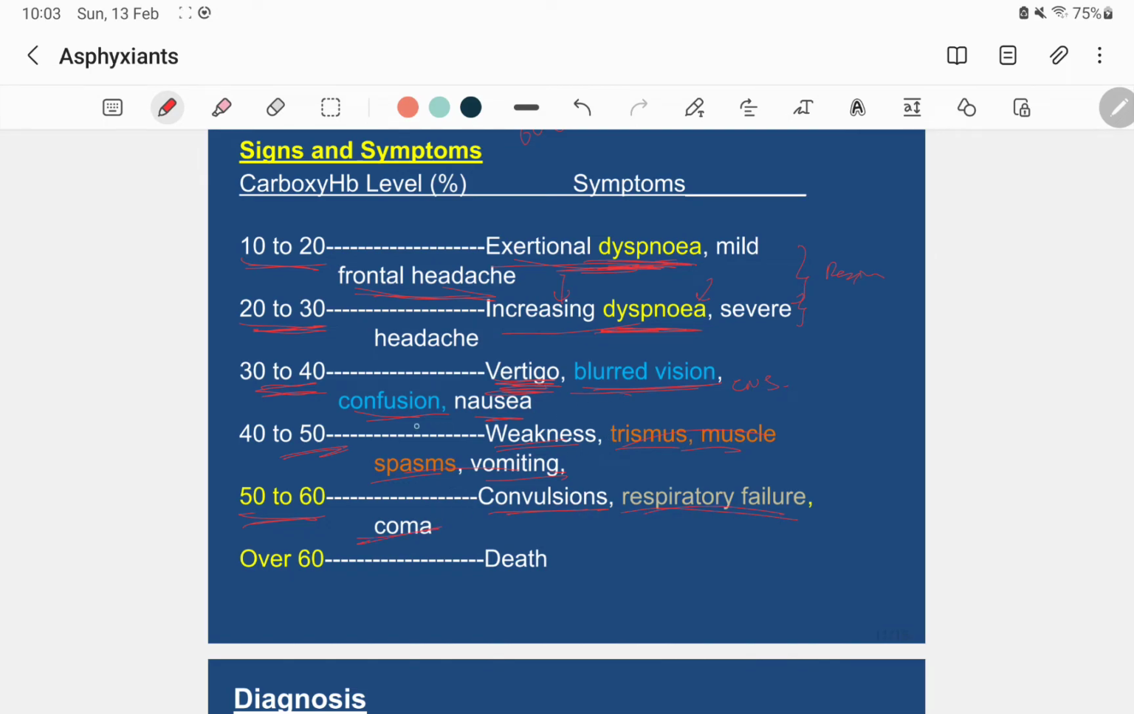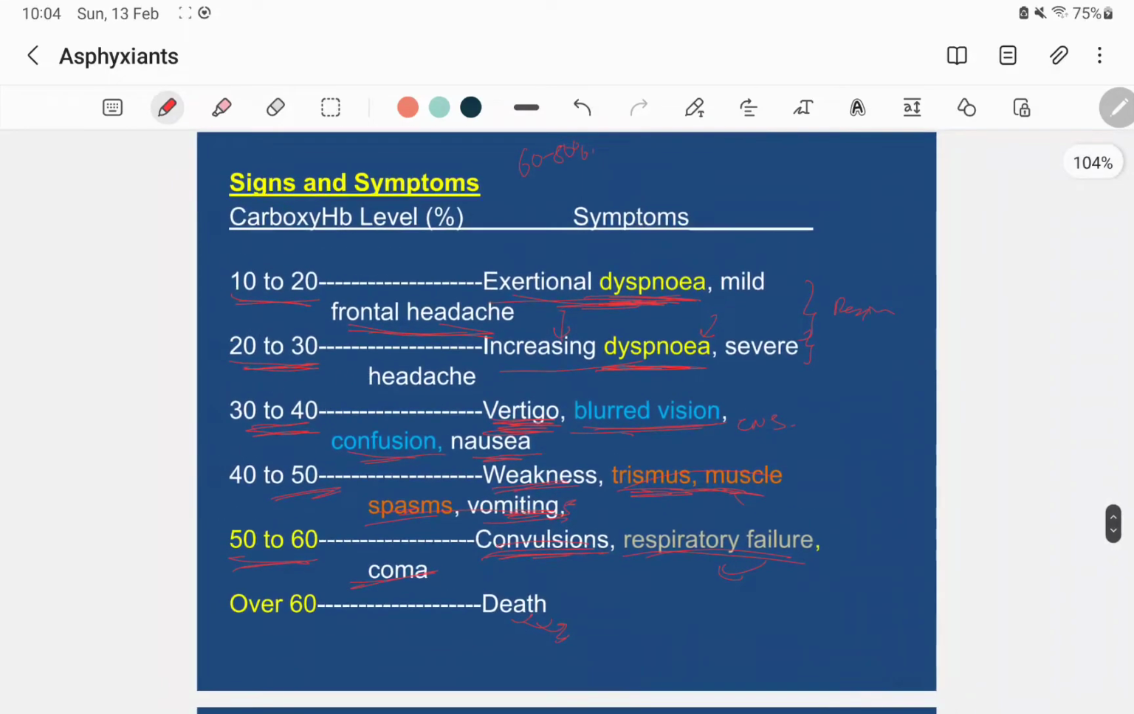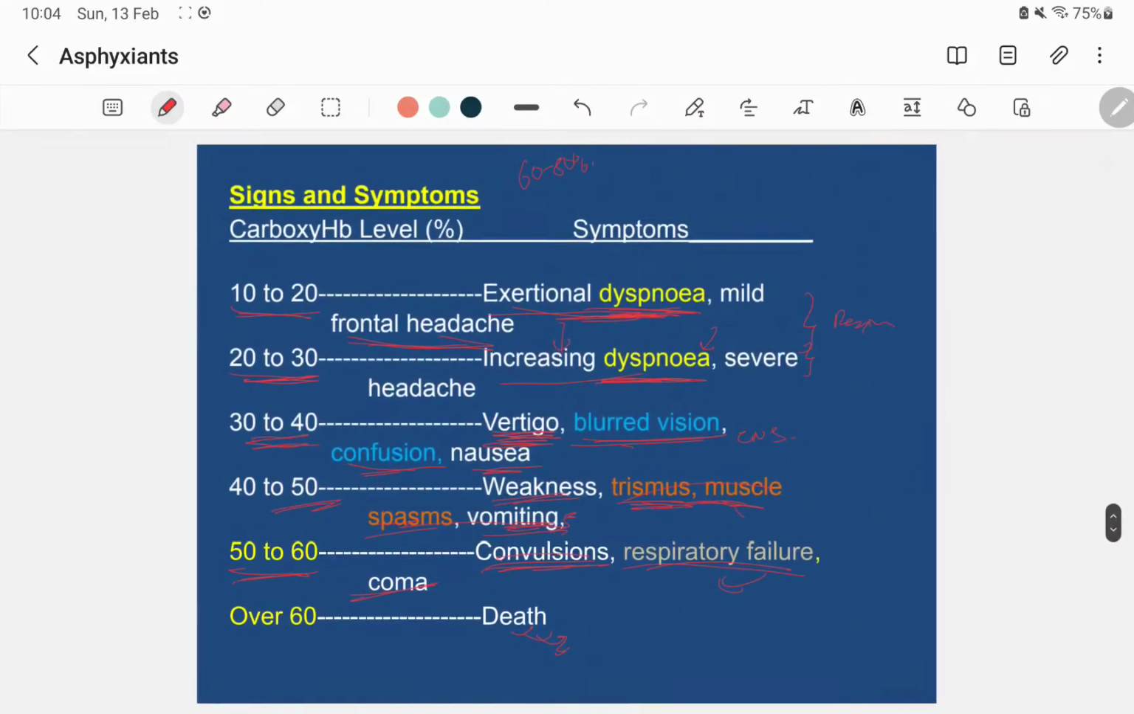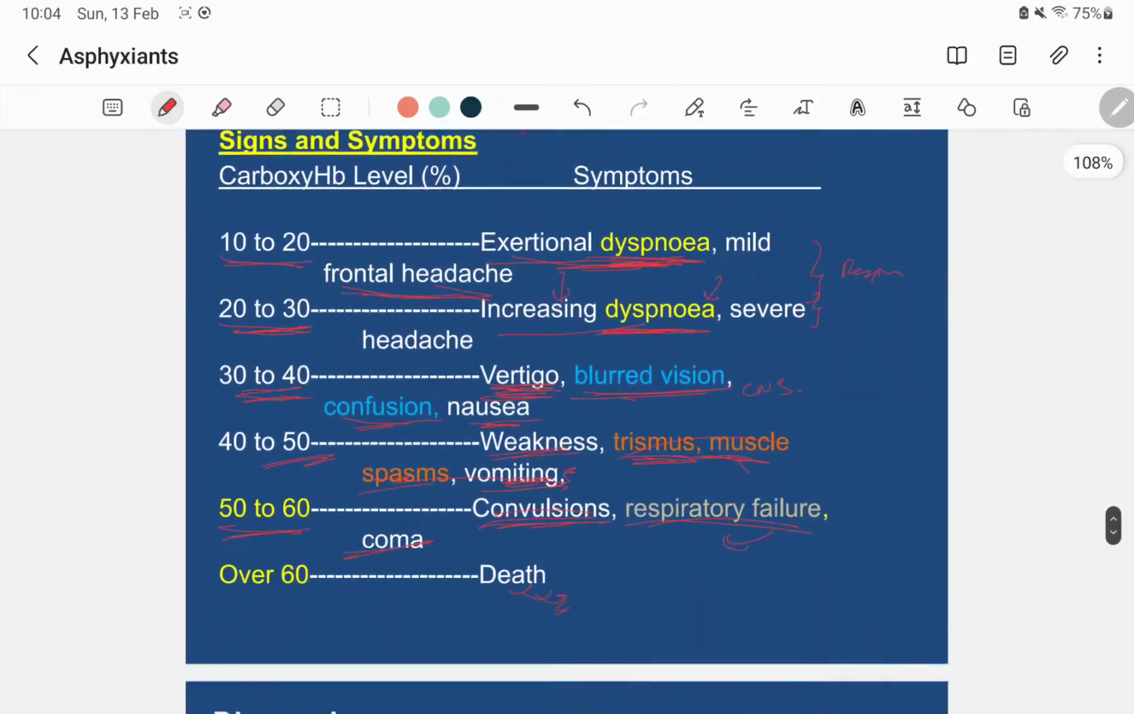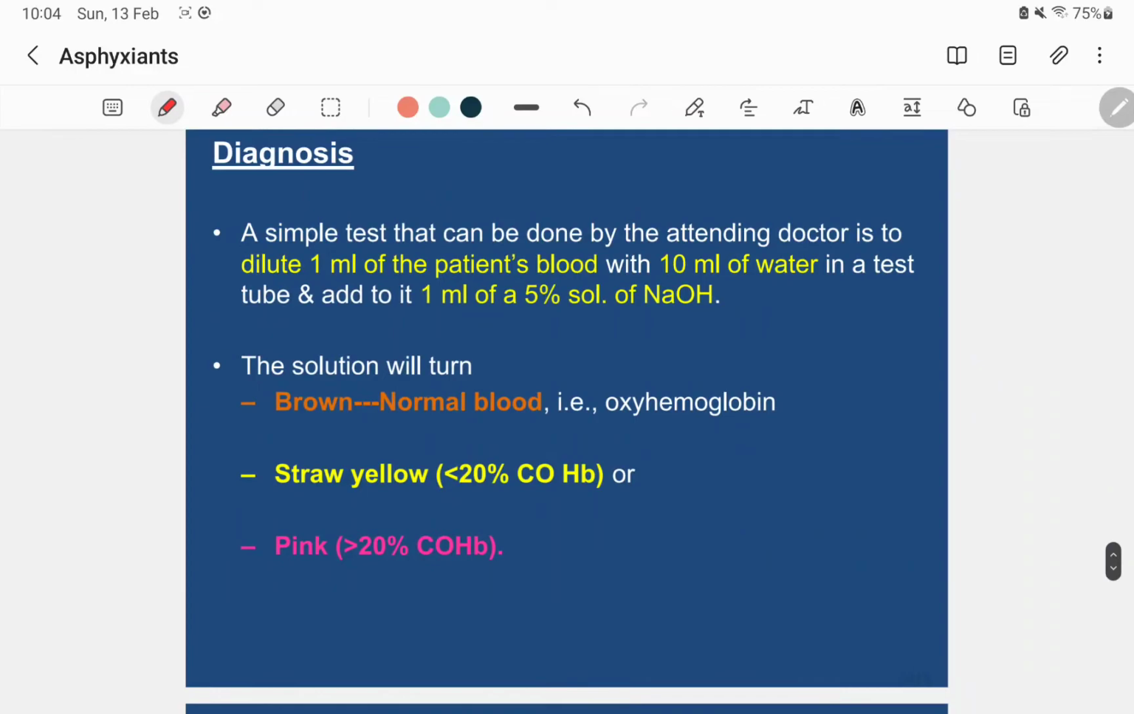First vertigo, blurred vision, confusion, nausea, then weakness, trismus, muscle spasms, and vomiting, so the toxic effect is seen. Then convulsions and respiratory failure, and over 60 percent it is death. So these are the signs and symptoms, which we grade by the carboxyhemoglobin level percentage.